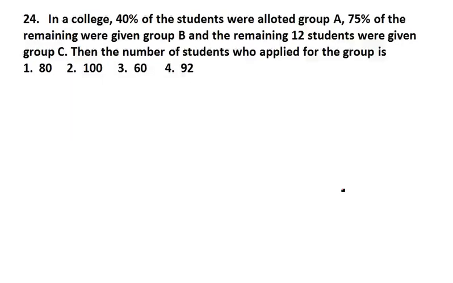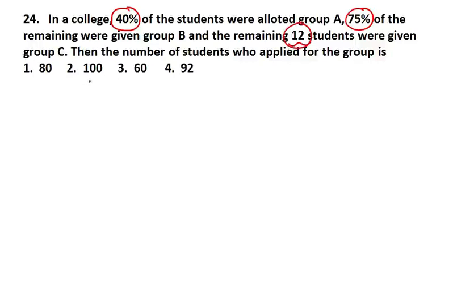Question 24. In a college, 40% of the students were allotted group A, 75% of the remaining were given group B, okay, and the remaining 12 students. Now this is very interesting. Here it is mentioned in the percentage form, here also in the percentage form. Now the remaining is given in real numbers. This is where the trick lies, okay. So this type of question you have to deal with very carefully.